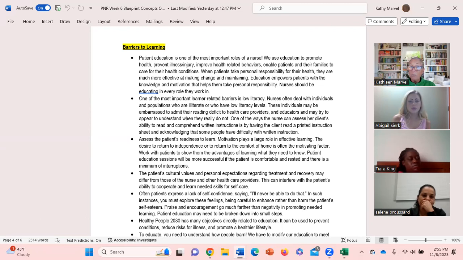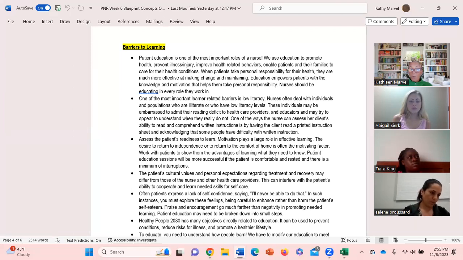Why do we use education? Promote health, prevent illness and injury, improve our health decisions, enable patients and their families to care for themselves and family members, right? We know that when patients take personal responsibility for their health, they're more effective in making the change and maintaining those changes. Education empowers our clients with more knowledge and motivation and helps them take personal responsibility. We're educating in every role we're in, correct?